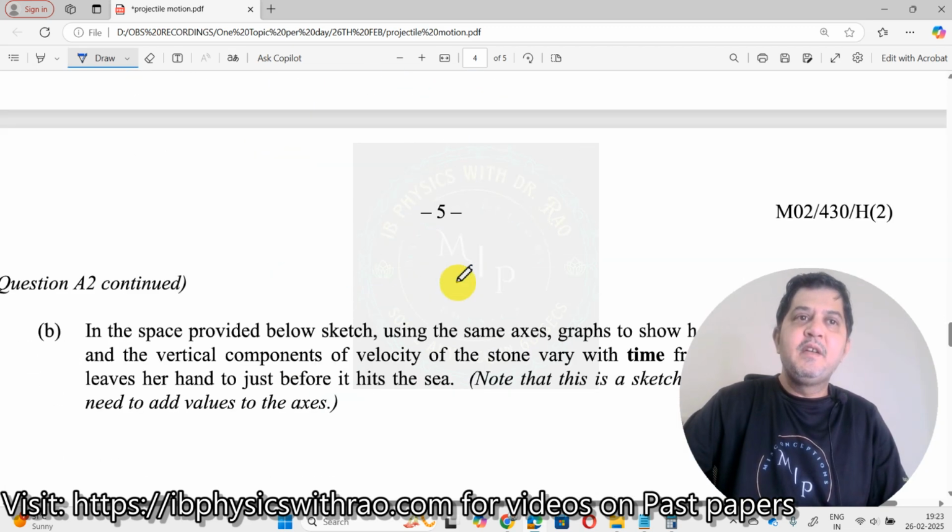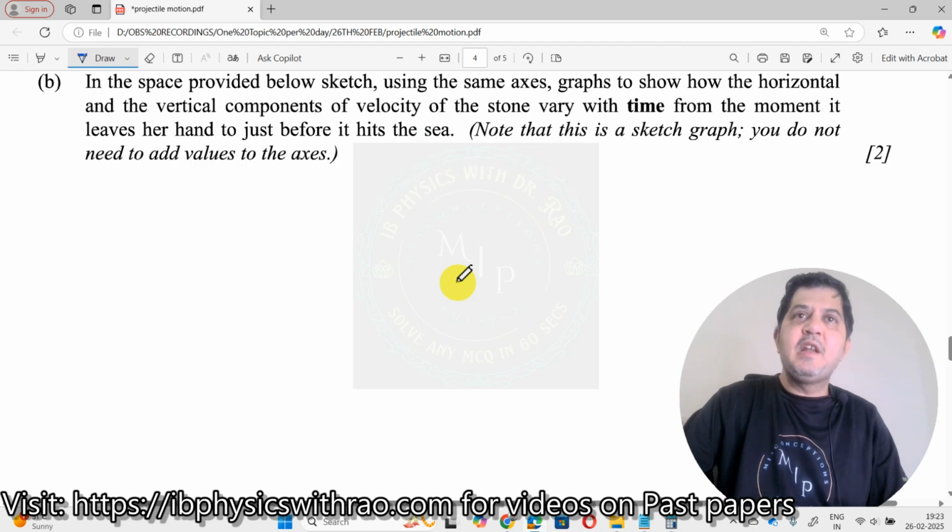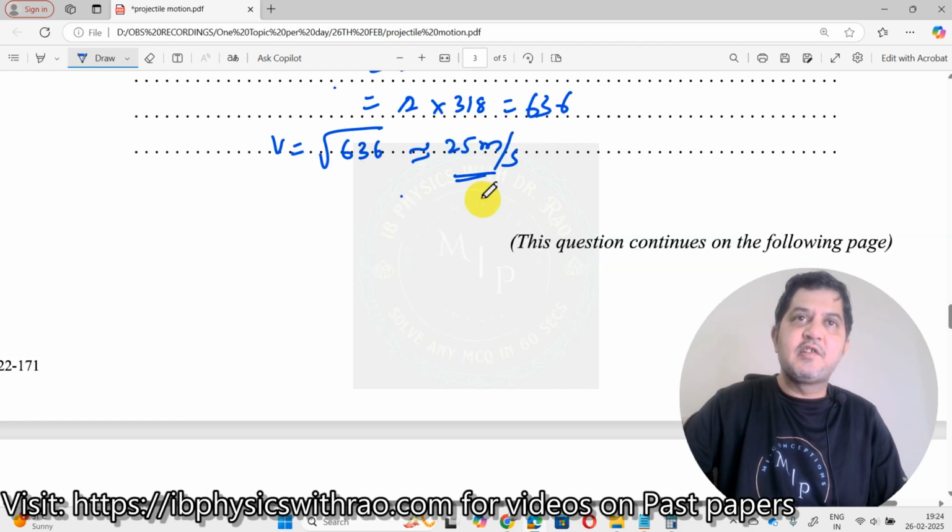Okay, now next step. In the space provided below, sketch using the same axis graphs to show how the horizontal and vertical components of the velocity of the stone vary with time from the moment it leaves our hand to just before it hits the sea. Note that this is a sketch graph. You do not need to add the values to the axis. Okay, space provided below here in this space. Sketch the same axis graphs to show what axis should I sketch?